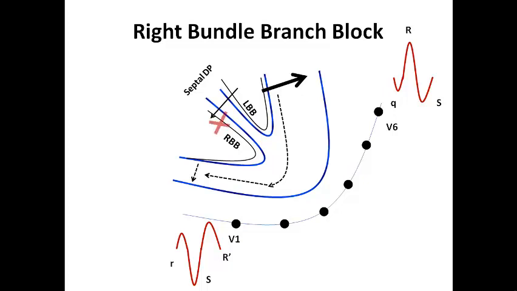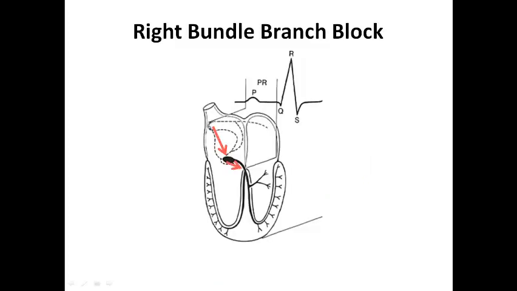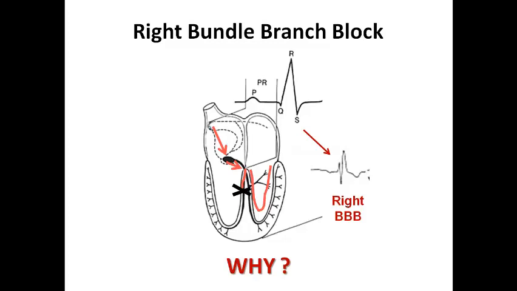So we have RSR dash morphology in V1 and QRS morphology in V6, and we can understand why the R dash wave in V1 and the S wave in V6 are wide: it didn't travel through the normal conduction pathway through the right bundle branch. No, it is transmitted through the ventricular myocytes, which show slower conduction velocity in comparison to the His-Purkinje system. So that's why right bundle branch block has a characteristic RSR dash morphology in V1.